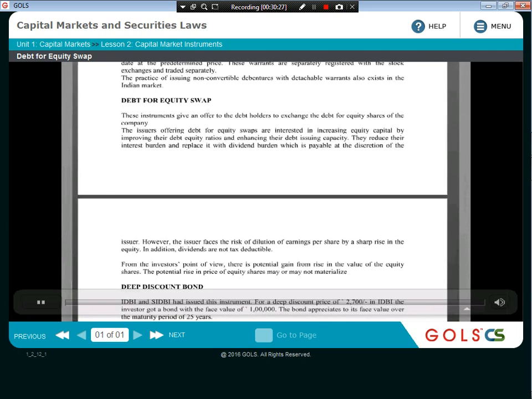There is no real difference. It's one and the same thing. It's called a swap. Conversion and swap are one and the same thing.